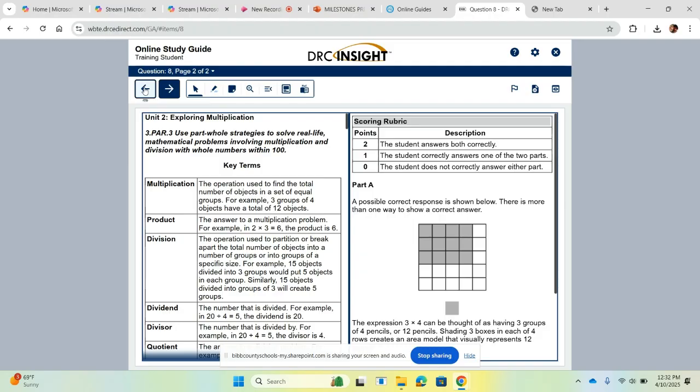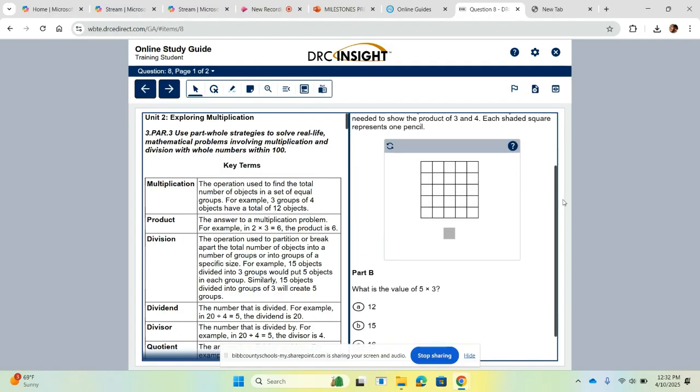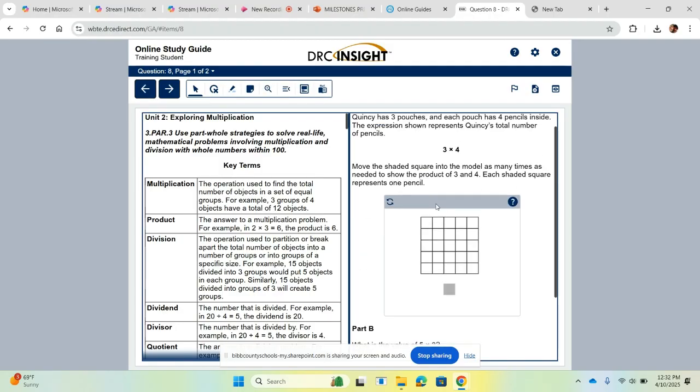Let's go back. Let's scroll down. So we've got part A. Move the shaded block. So now they're going to have to move the shaded block to represent 3 times 4. And this is one of those represent in a modeling type situation. So we've got 1, 2. We got to shade the squares the right way. And the students have been working on this with their teachers in third grade. So 3 times 4. So we got 3 rows of 4.